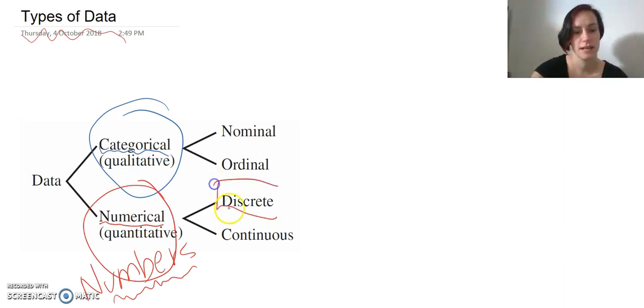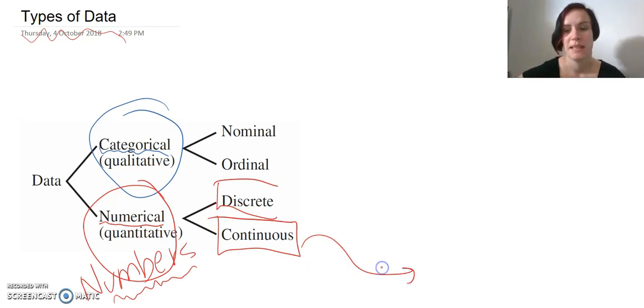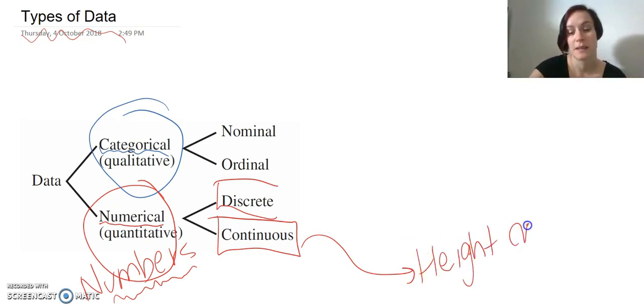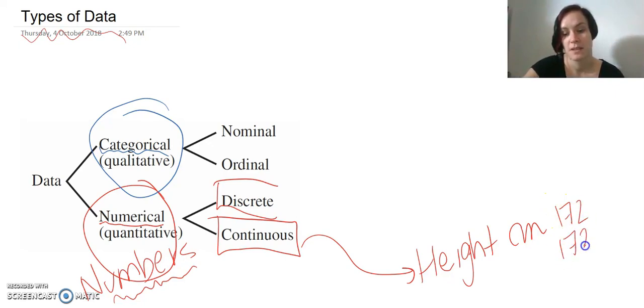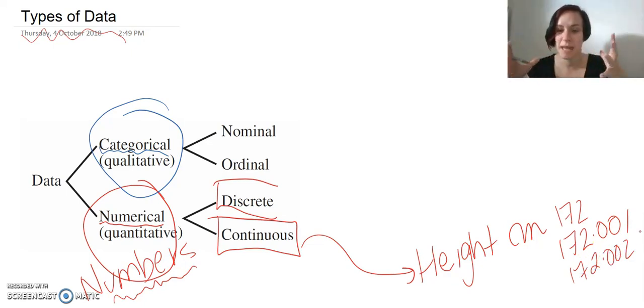Now, within these categories, we have two: discrete data versus continuous data. Continuous data means we are measuring something that can fill a full span of numbers. For example, your height. If we are measuring your height in centimetres, you can be 172 centimetres, and if you grow, you can be 172.001, and then 172.002, and we can keep making it as accurate as we want it to be.